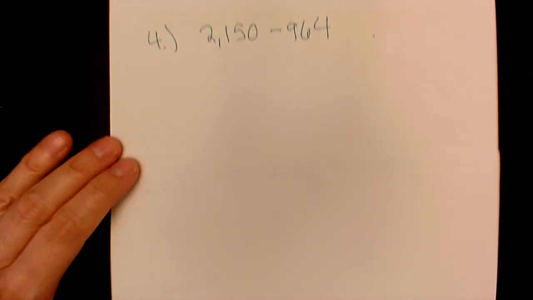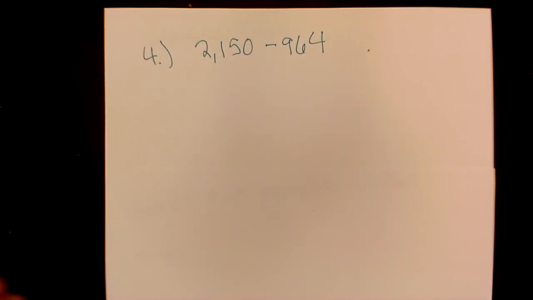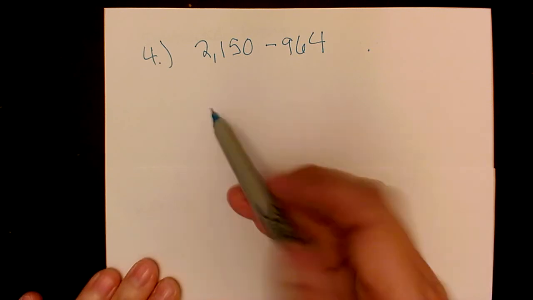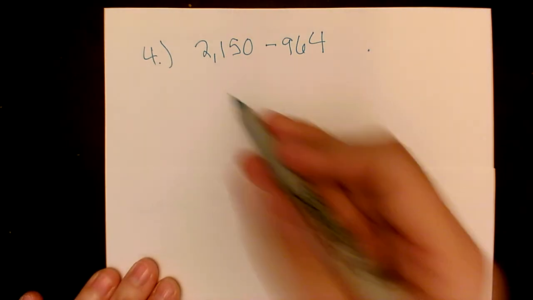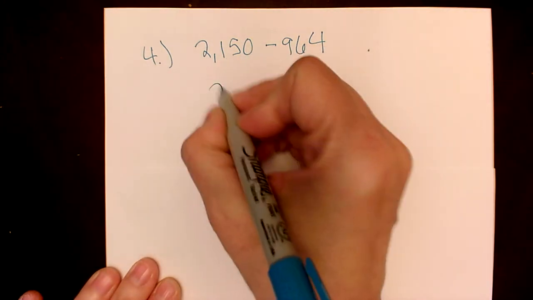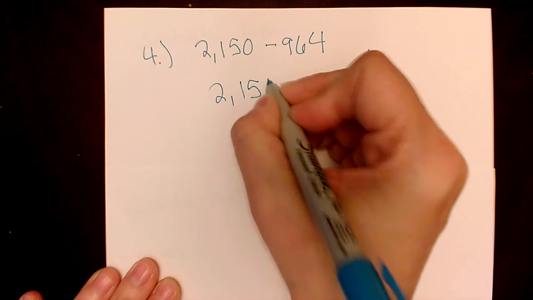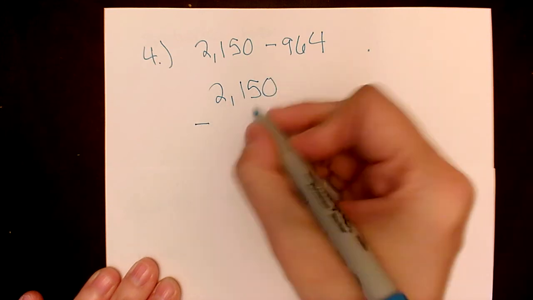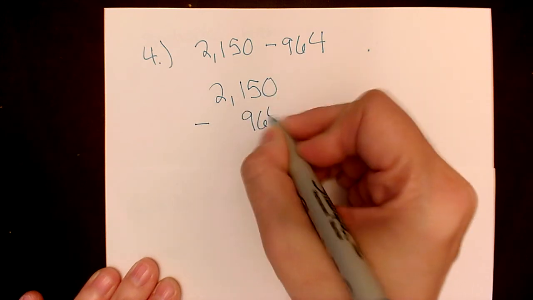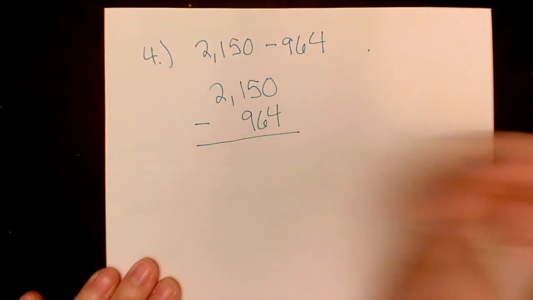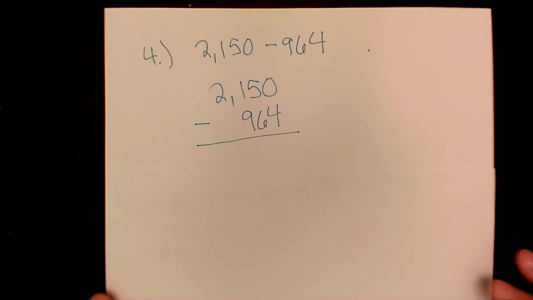Try number 4. Getting a little bigger numbers, thousands minus hundreds. So again, it's written horizontally. I'm going to put the bigger number on top and the smaller on the bottom.